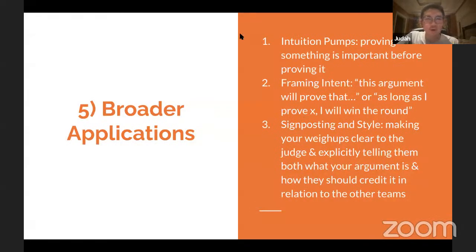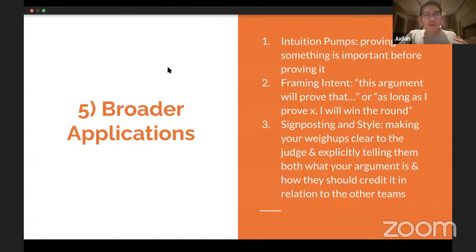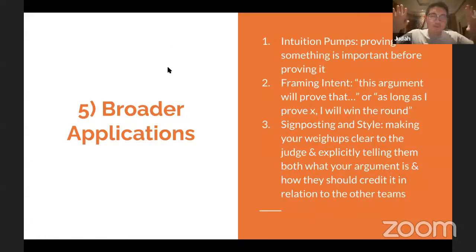And I guess the final thing is just broader applications. So how do you use weighing other than directly putting it at the final part of your argument, or at the start of your speech or whatnot, right? 3 different ways.